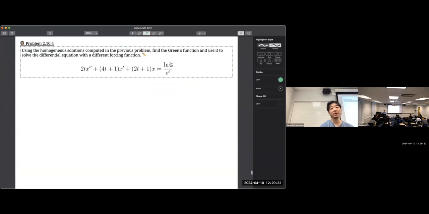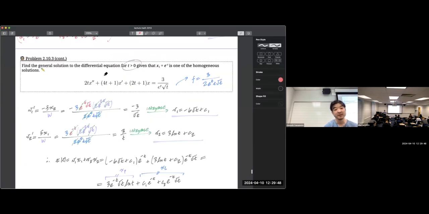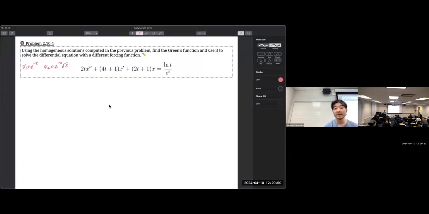Let's say we take the same equation, but our right-hand side is now a little bit different, like ln of t times e to the t. x1 is still e to the negative t. Our other homogeneous solution is e to the negative t square root of t. That's because the homogeneous solution is still the same, since this is the same left-hand side. Trust me that the left-hand side is still the same; it's just the right-hand side that is different. Using the homogeneous solutions computed in the previous problem, find the Green's function and use it to solve the differential equation. Now we have a different forcing function.